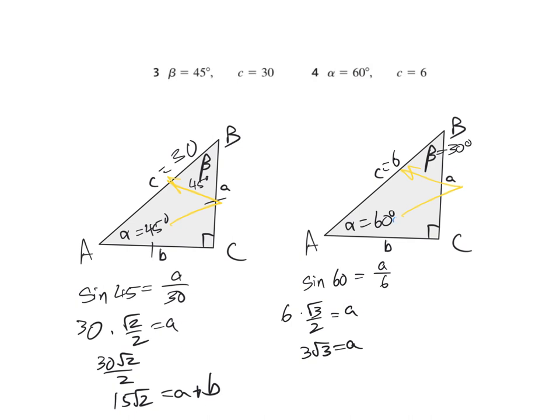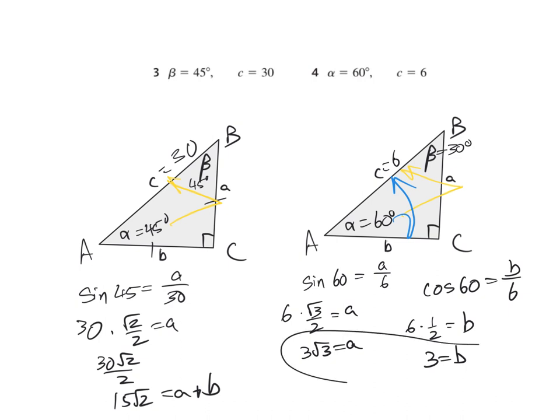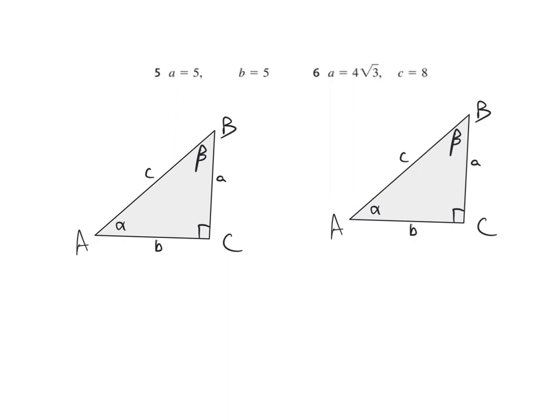By doing the adjacent leg over the hypotenuse. Again, using only what we've been given, not what we found. So that would be the cosine of 60 degrees equals B over 6, or 6 times the cosine of 60. The x value at 60 degrees is 1 half. So that answer is 3. So those are your values, plus the degree we found. Moving on. Number five, A equals 5, B equals 5.